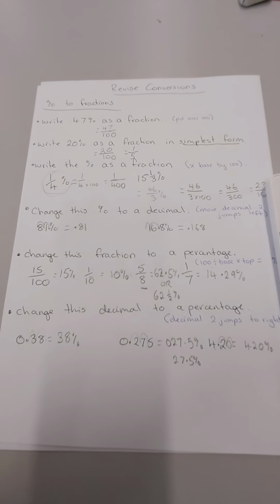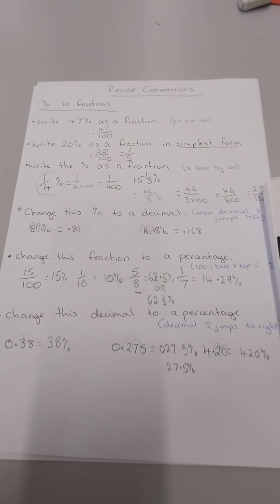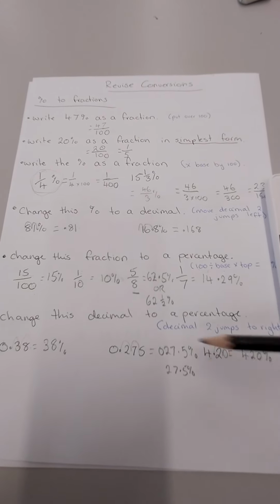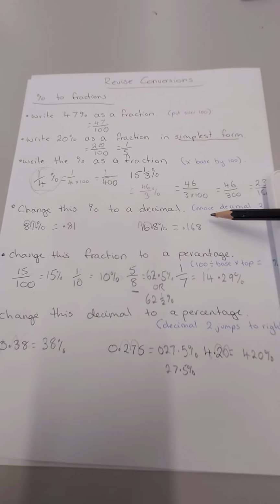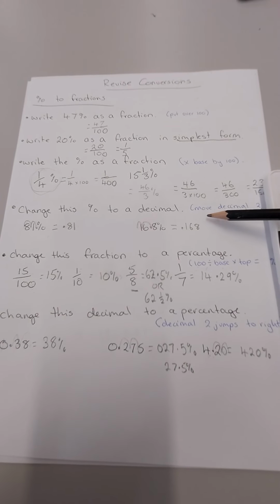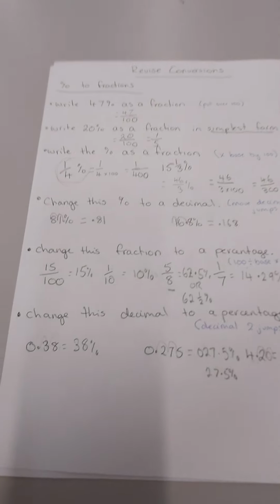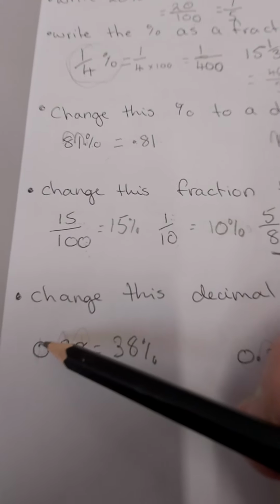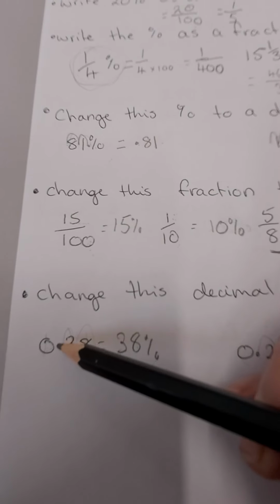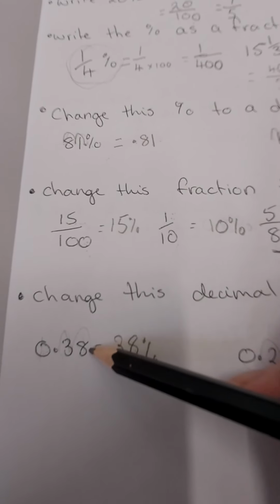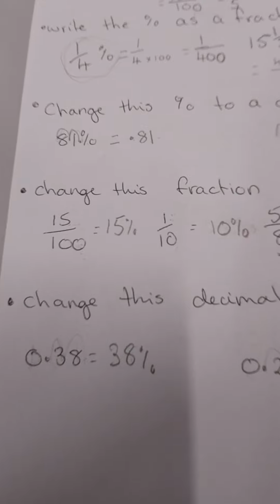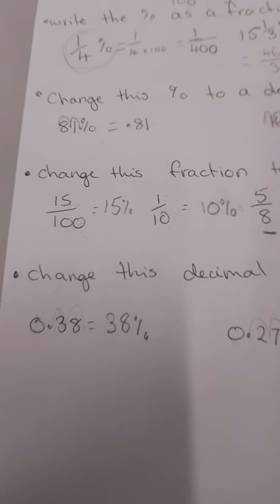Last one for this page, change this decimal to a percentage. So this is the opposite to what we were doing up here, changing the percentage to a decimal, and we're doing 2 jumps to the right, okay? So if my decimal is 0.38, 2 jumps to the right, 1, 2, gives me 38%. Woo, so easy, we love it.